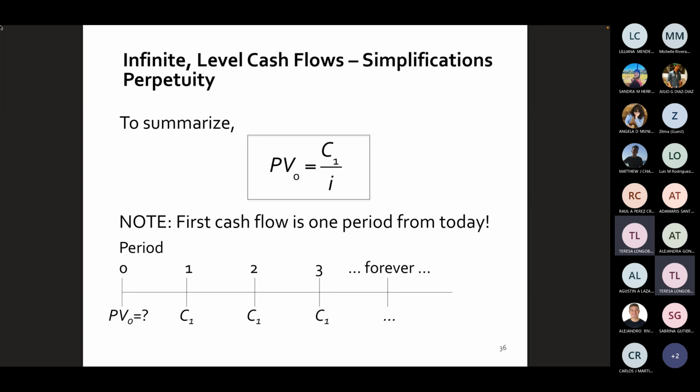What you have to be aware is this formula only applies when the first payment is 1 period from the valuation. Okay, there needs to be a difference of 1 between this and this subscript. So there has to be a difference of 1 for the formula to apply. Otherwise, it's a different formula. Okay, it's going to be slightly different.